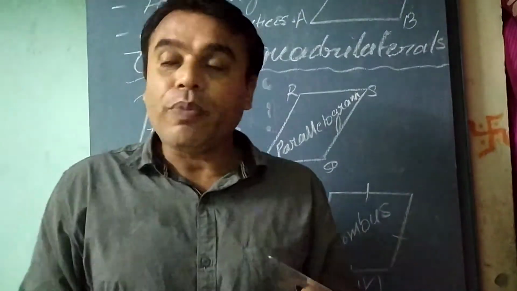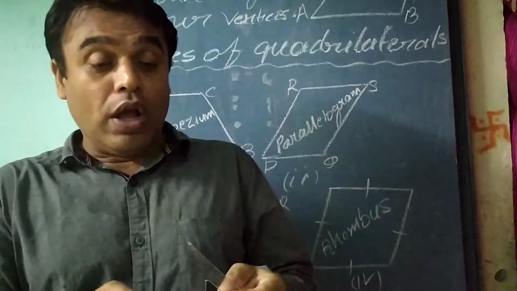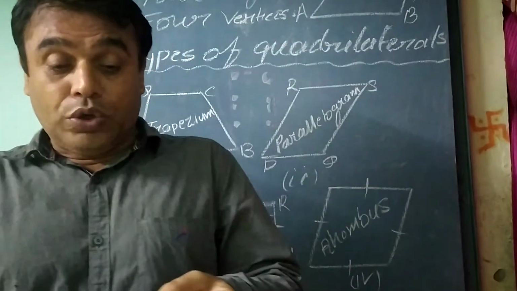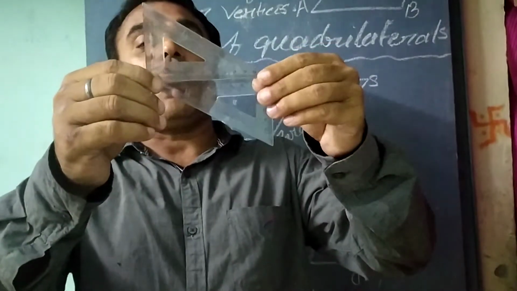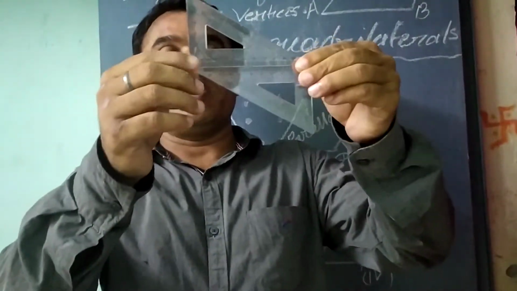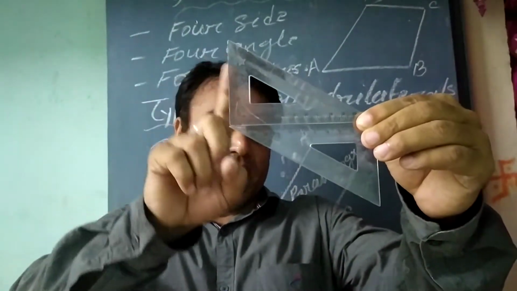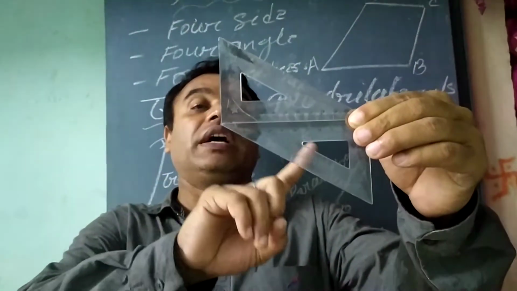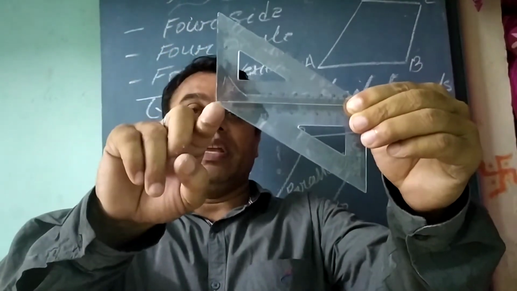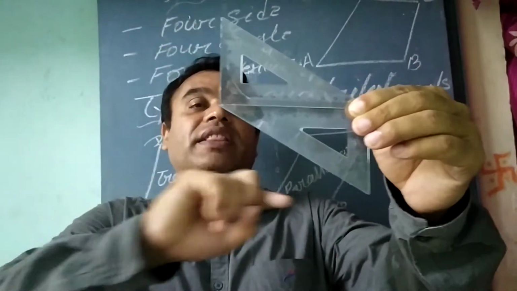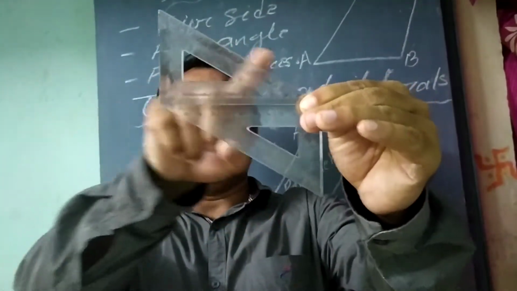So what do you mean by parallelogram? A parallelogram has two pairs of opposite sides parallel. As you can see here, this is a parallelogram. I have constructed it with the help of the two set squares, the set square having the angles 90 degree, 60 degree and 30 degree. So these two sides are parallel, as you can see.